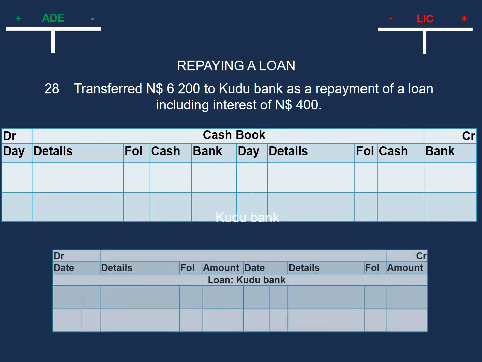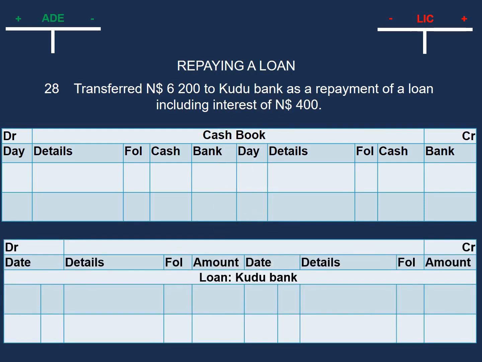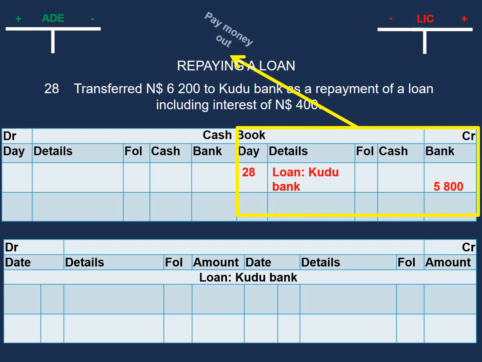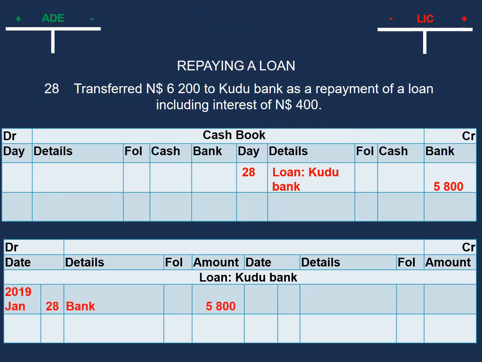This again will involve the account loan Kudu Bank, and we would credit our cash book with 5,800, which will enter in the bank column. And since we are crediting our cash book, we are going to pay money out, and then we would debit our loan account Kudu Bank with 5,800, and the description will be bank. And that will complete our double entry process. Now let's have a look at the second transaction.